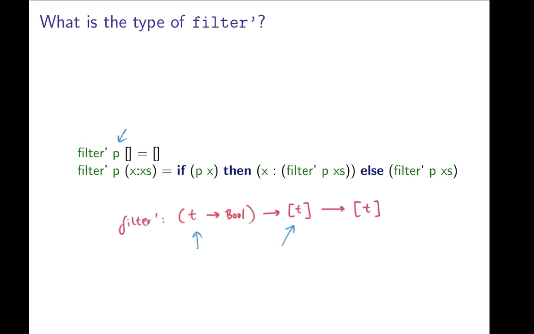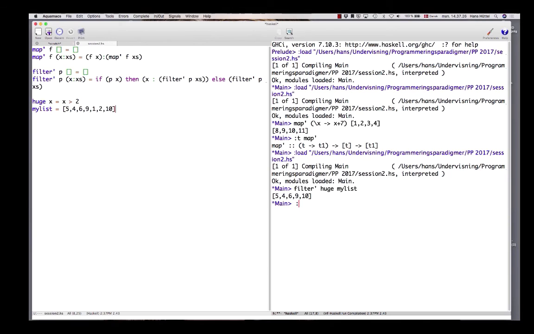So let's see what Haskell has to say about this. Haskell says, let's find the type of filter prime. And indeed, it is the case that filter prime has type t to bool to t list to t list. And again, when we figured this out, we made no assumptions about t. So filter prime has this type for any type t, so filter prime is also a polymorphic function.